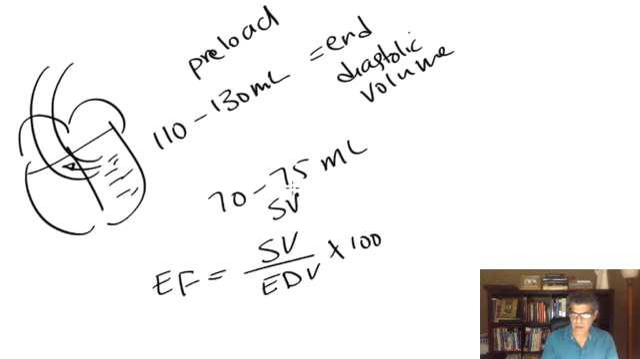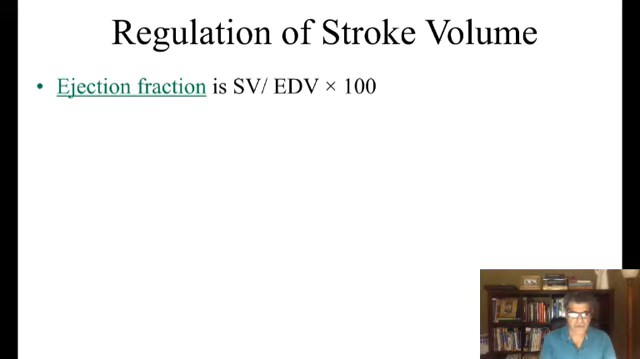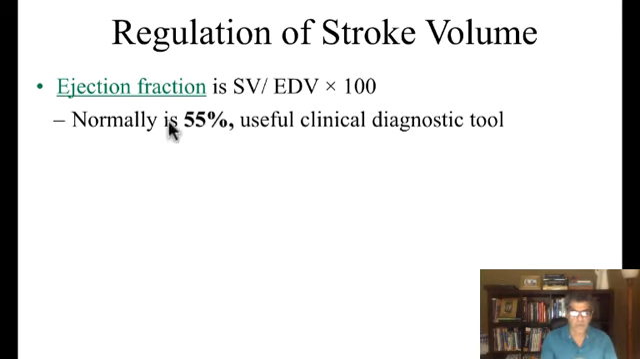So in this case, let's say we have around 70 divided by, let's say, 110. It's around 63% or something like that. So therefore we say ejection fraction is the fraction that shows what percent of the blood you're pumping out. Instead of how much you're pumping out, it shows the percentage. Normally it's around 55 to 60%.